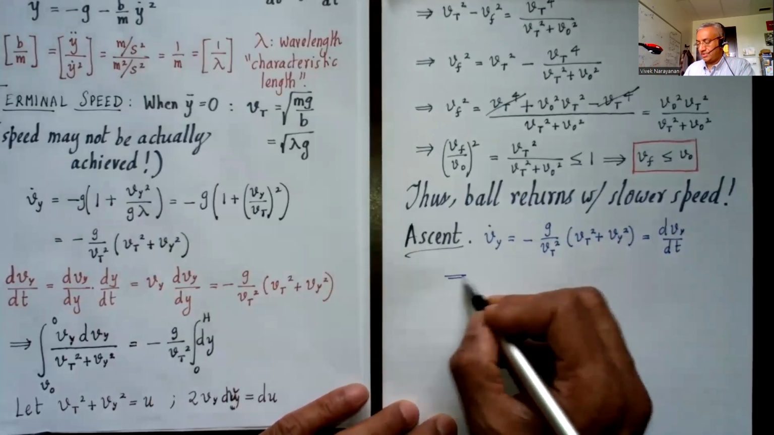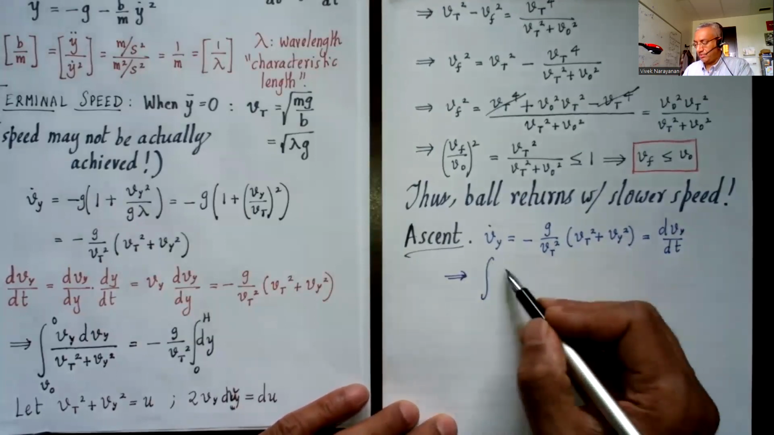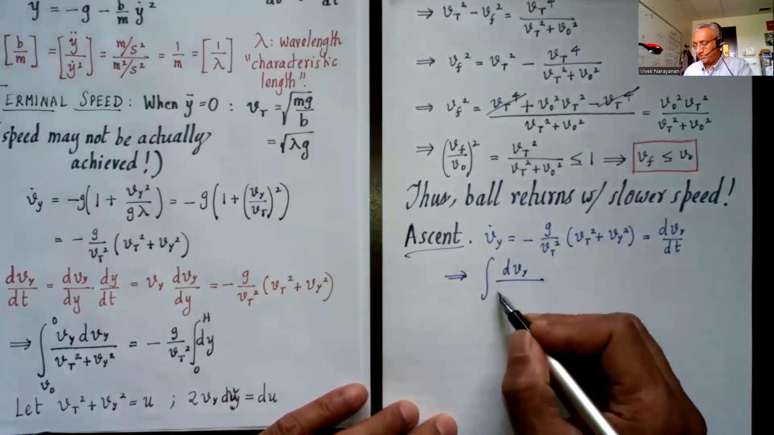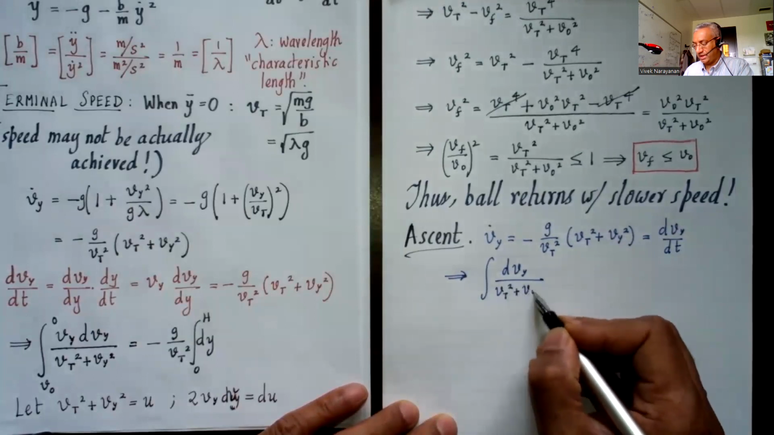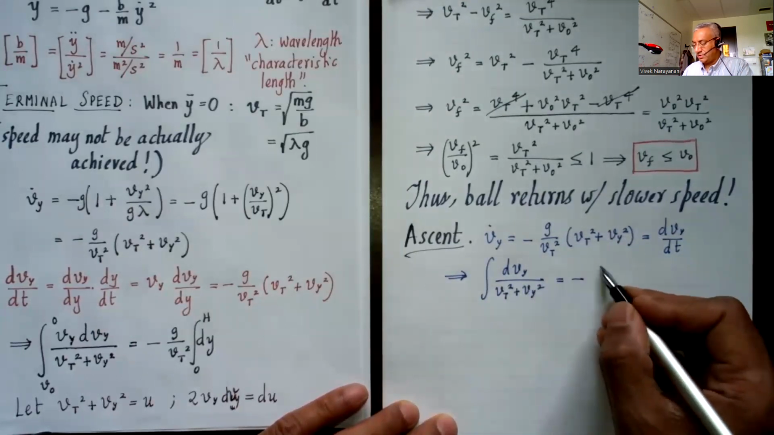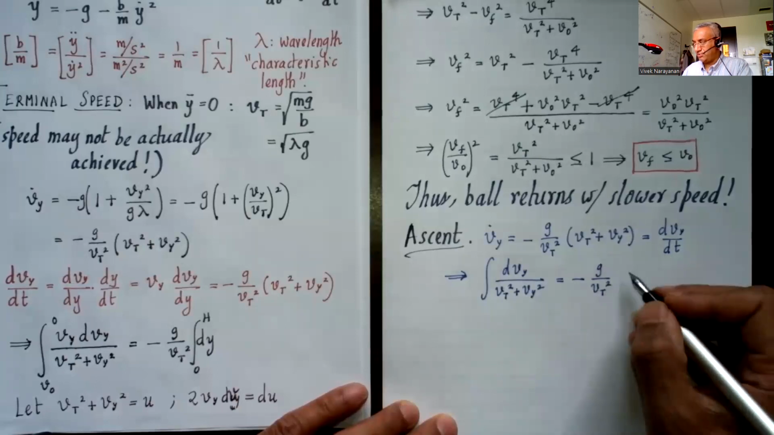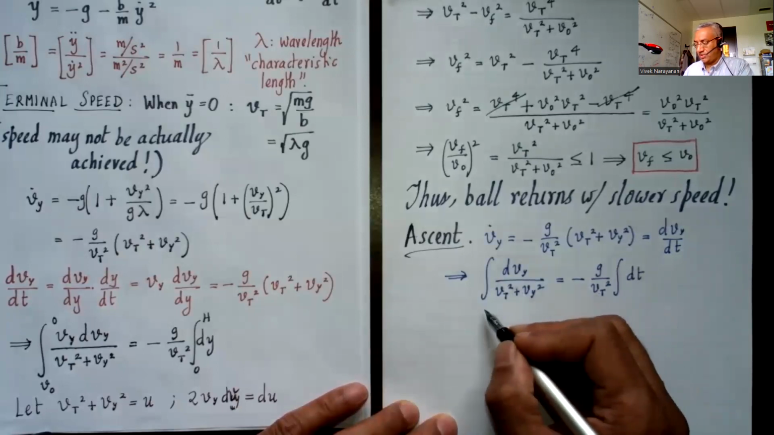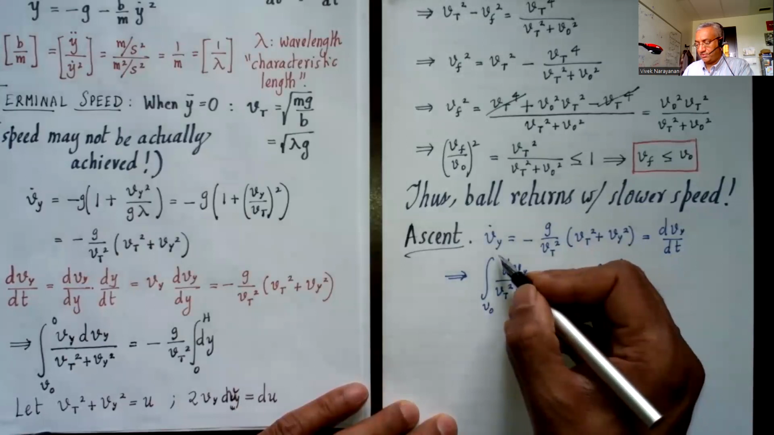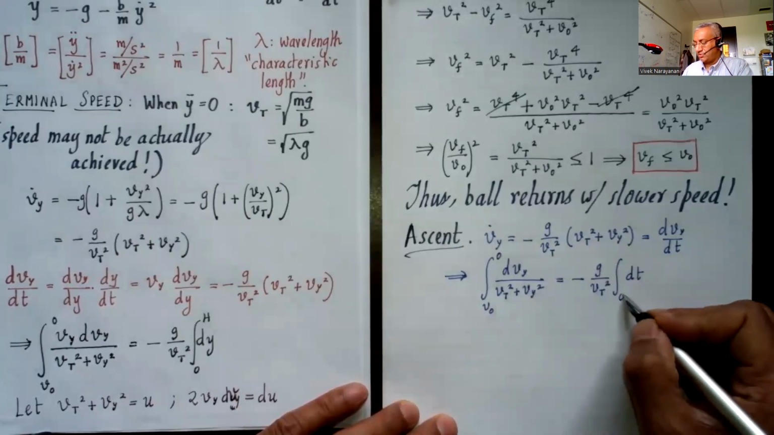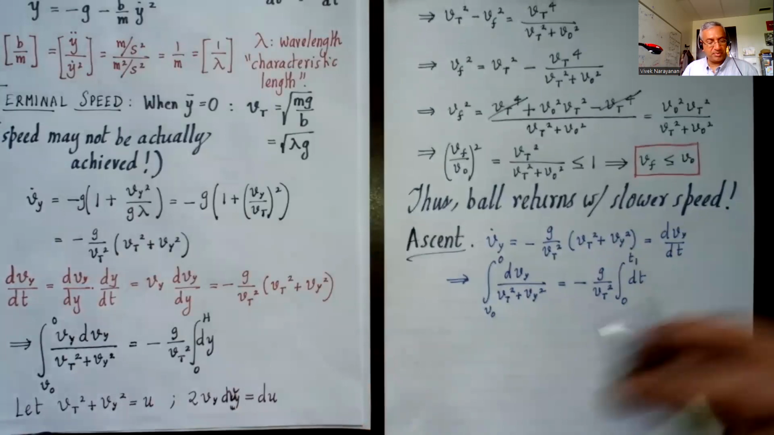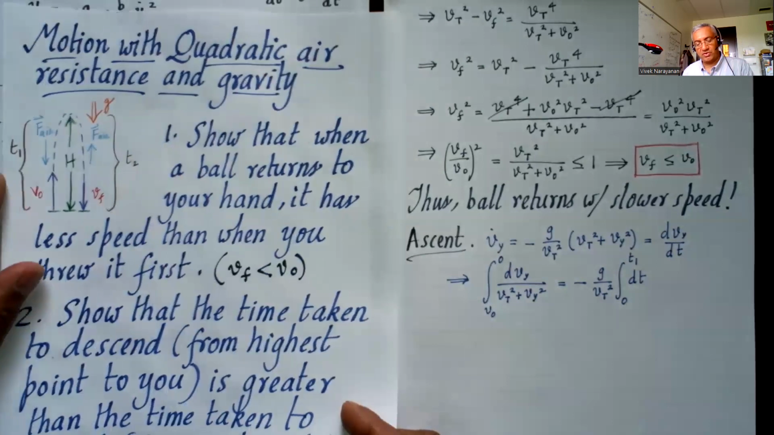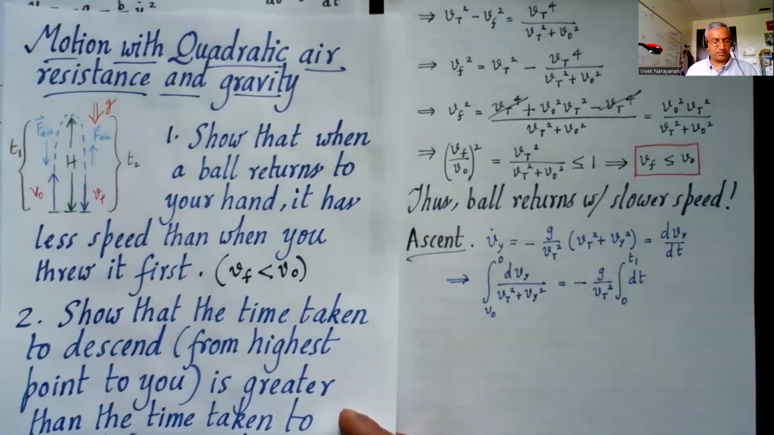So separating the variables gives me the integral of dVy. I'll bring everything with Vy downstairs. That's Vt squared plus Vy squared, is equal to negative g over Vt squared, which I'll take outside the integral sign since it is constant. That's the integral of dt. The limits are, in the ascent phase, it starts with V naught, ends at 0. The time taken to go up is T1, according to my picture here. T1 to go up, T2 to come down.